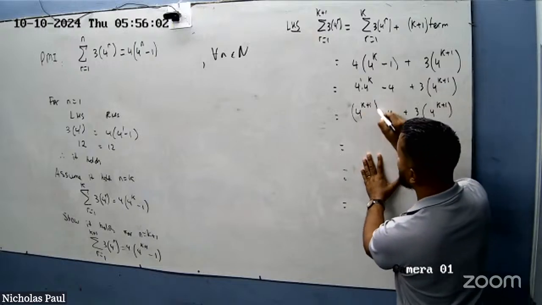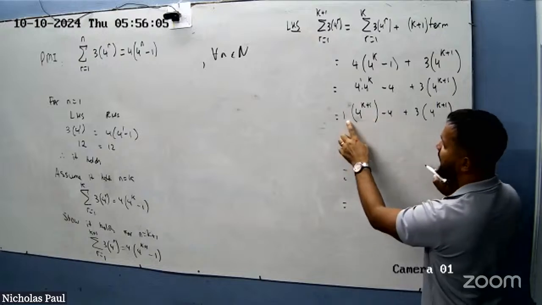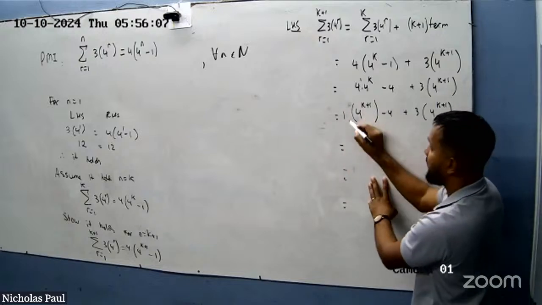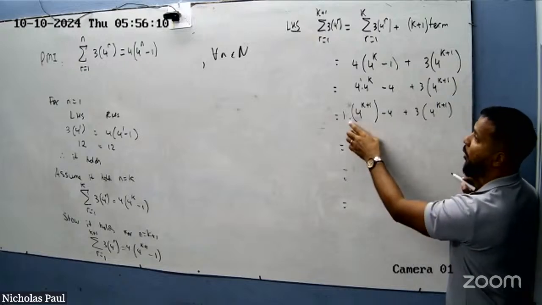If you all look closely, this is 1, 4 to the k plus 1. See that? This is 1, 4 to the k plus 1.